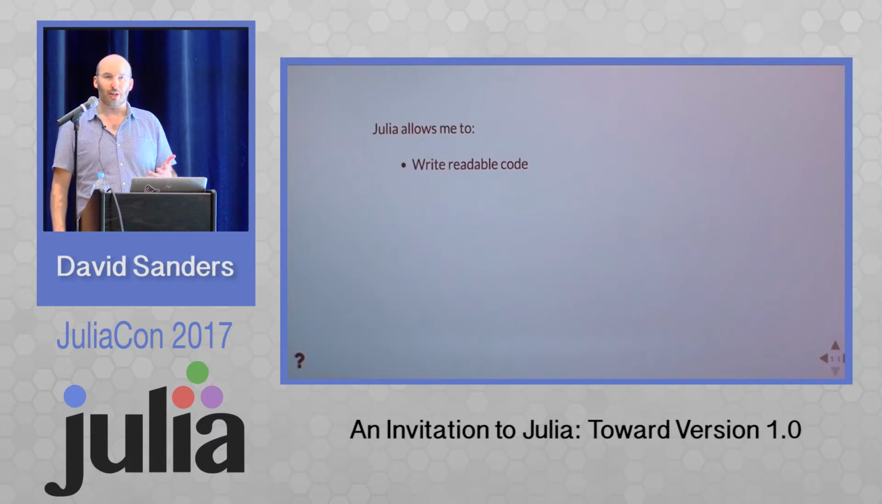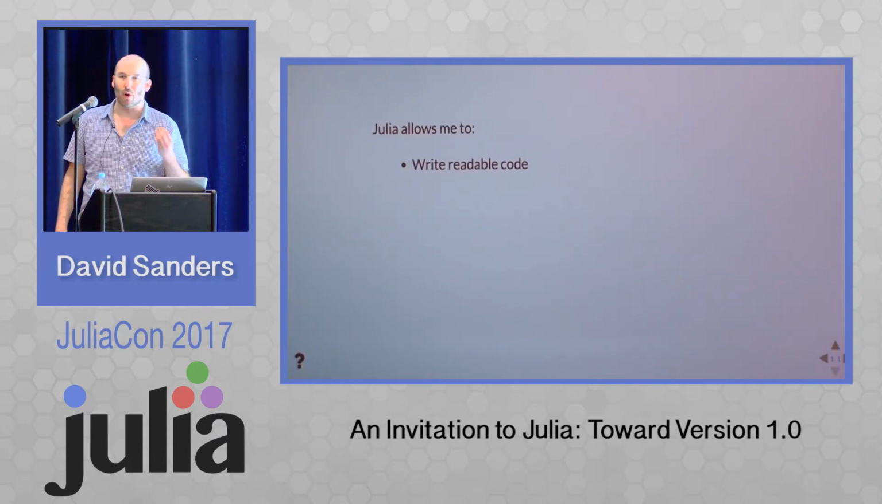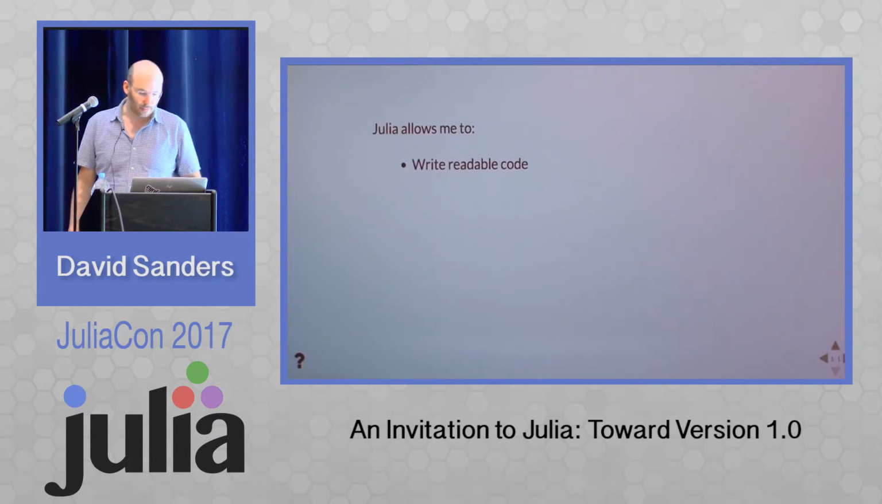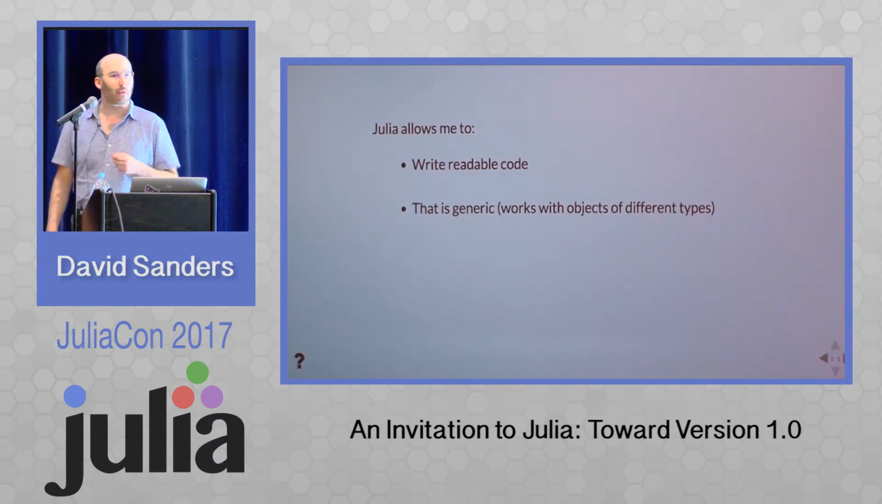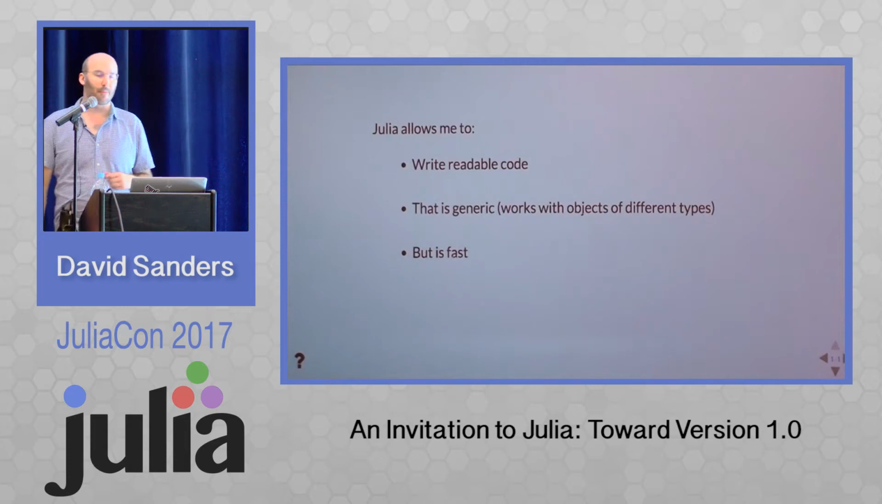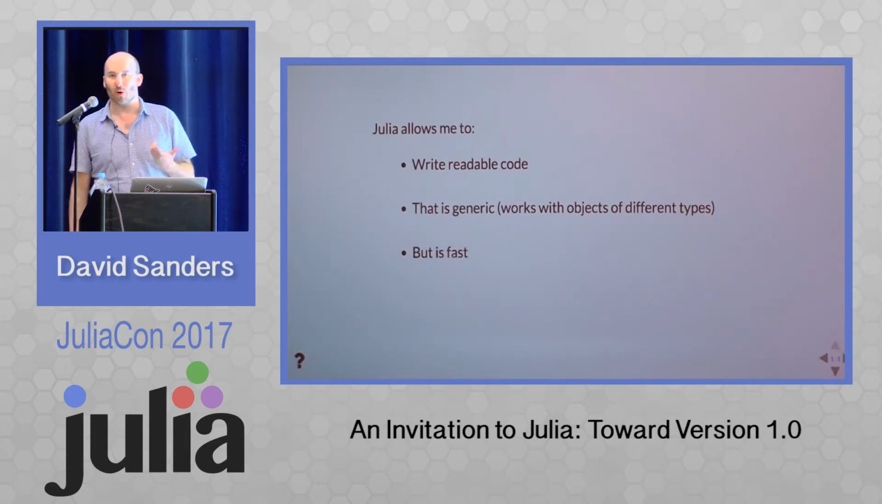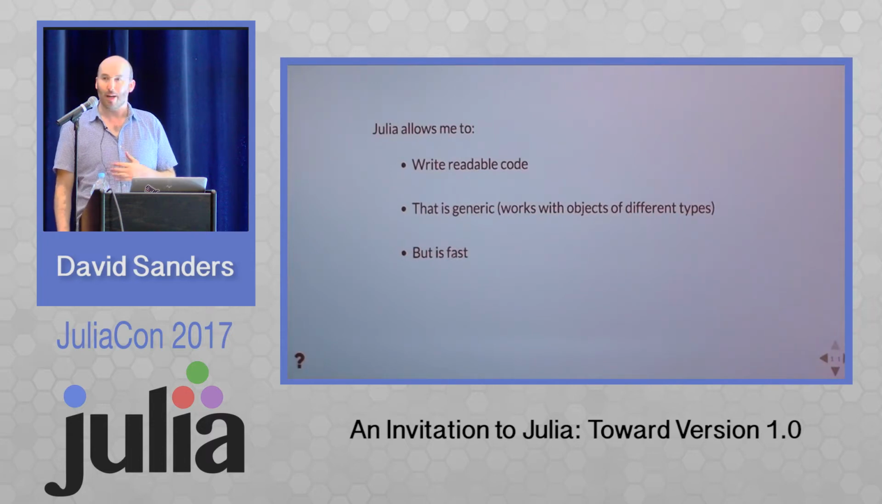So to summarize, Julia allows me to write code that is readable, but it's also generic, which means that it works with objects of different types, and at the same time it's fast. So this seems to almost be like a pipe dream, and that it can't possibly be true, but that's one of the amazing things about Julia.